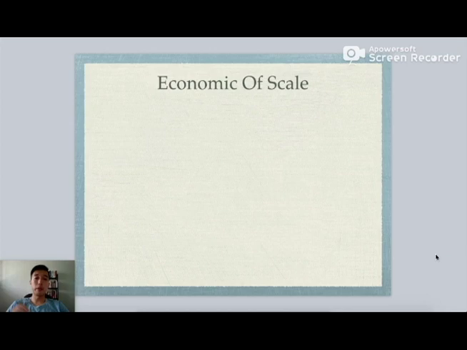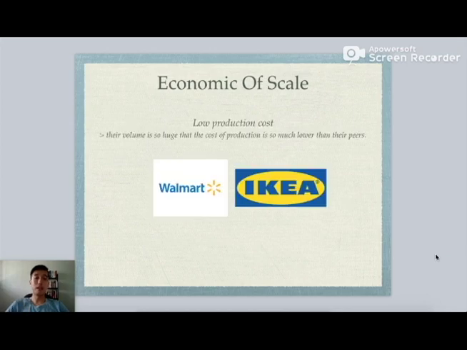Okay, the next economic moat will be the economy of scale. Basically what it means is the company has super low production cost. It's mainly because they are able to produce or purchase things in high volume that is very hard for their competitors to penetrate. A very good example would be Walmart or IKEA. So take Walmart for example. Let's say Walmart would like to sell a can of Coke in their supermarket. And we know that Walmart is super huge in the US. They have so many thousands of stores.